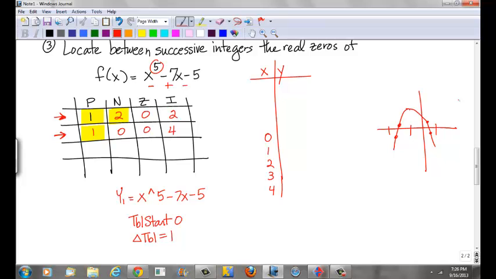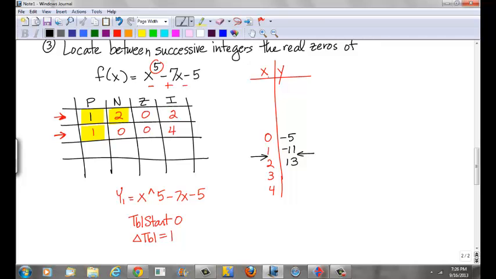Okay, now you've got a delta table set up. Now go right above the graph key on the top row, do second function table. Okay, and you should see your table set up. 0, -5, 1, -11, 2, and 13. Okay, now there's a change in the y between -11 and 13. That means the graph had to cross between 1 and 2.